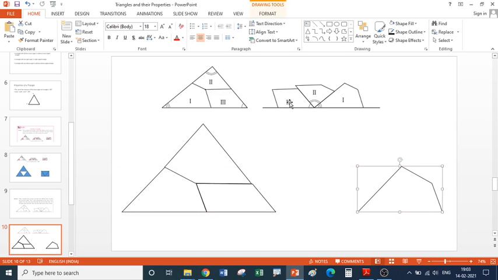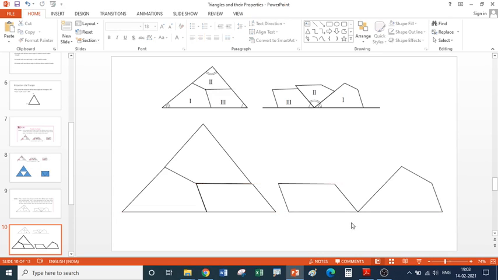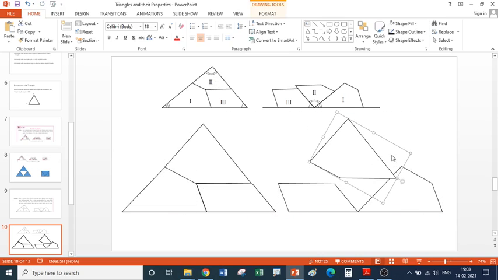Part number 3, this is part number 3, it is taken to the left side. Now who is the third part? This one. This is the third part. So I'll take it to the left side of the page. And this part is the second part only, but it is rotated. It is upside down. So we will take the same part and just rotate it.